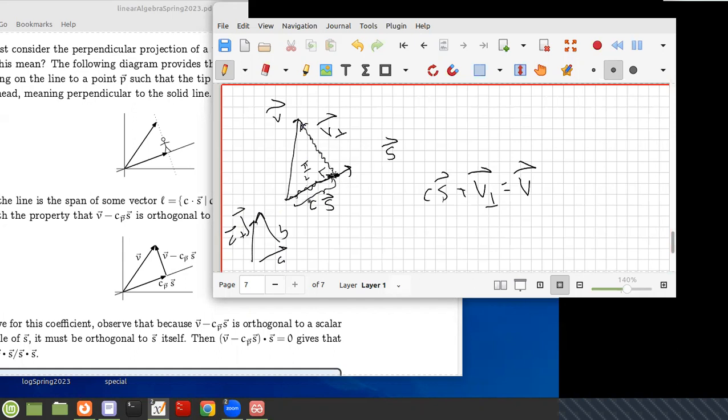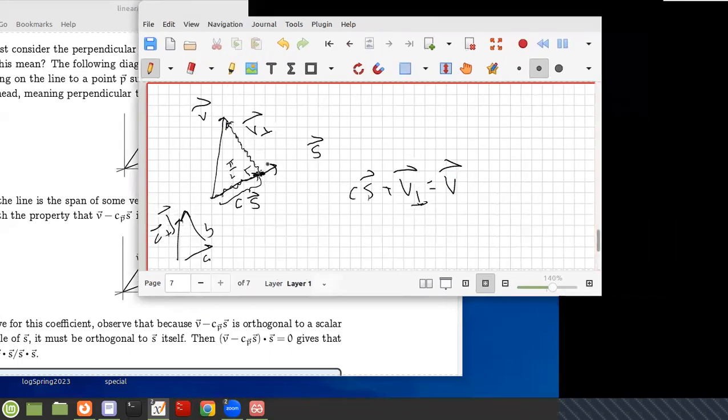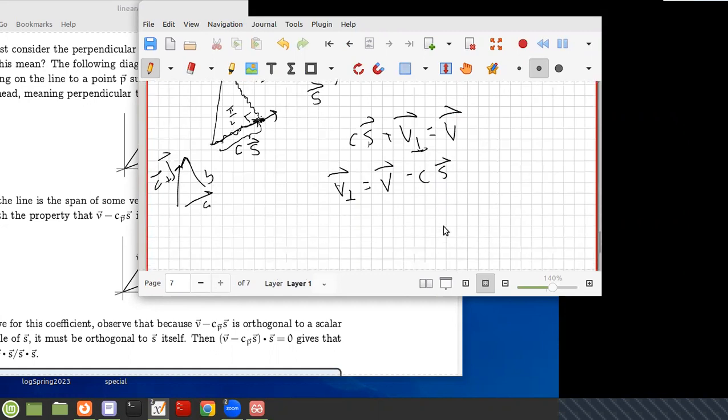So this first vector is some number. We don't know this number yet; we want to find it. c times s is here. We want v perpendicular, perpendicular to s. That's why I called it v perpendicular. But if I add them up, I get v. The crucial thing is we know s and we know v, but we want to find v perpendicular. So v perpendicular equals v minus c times s. This is what we want to find.